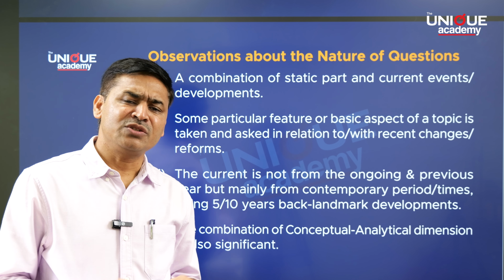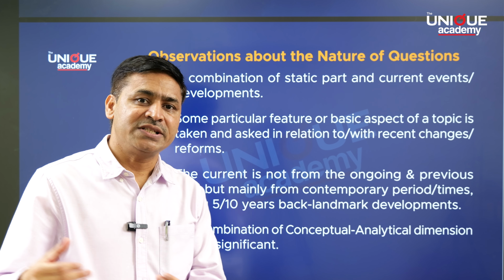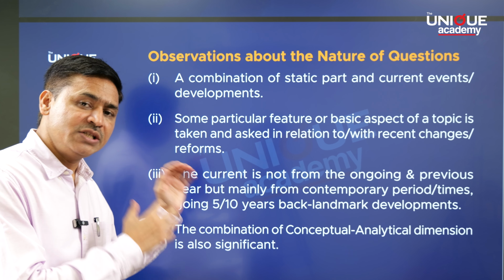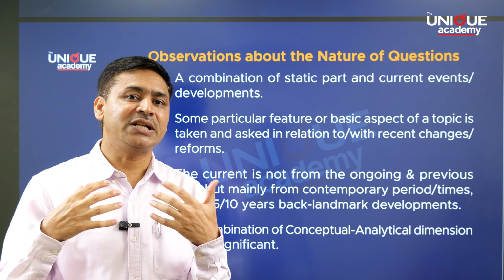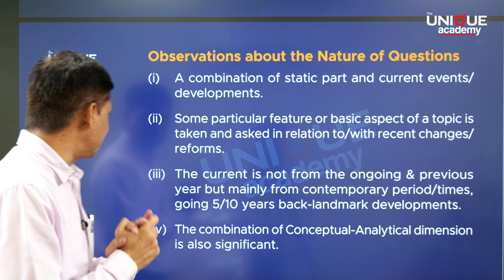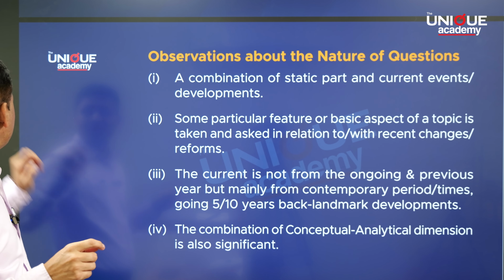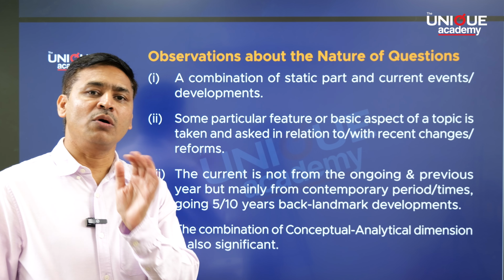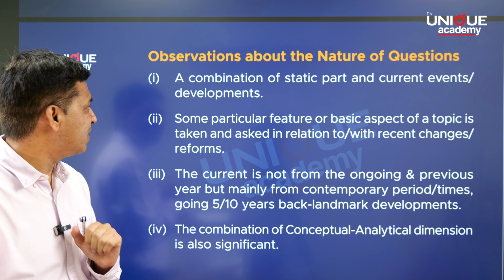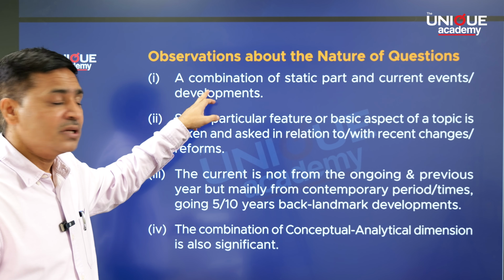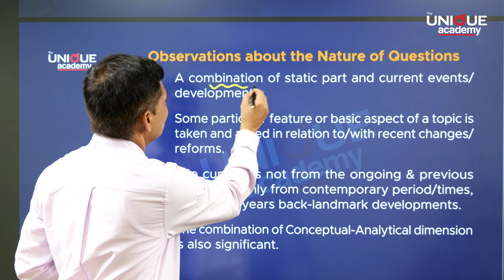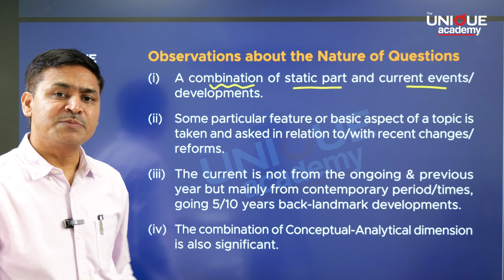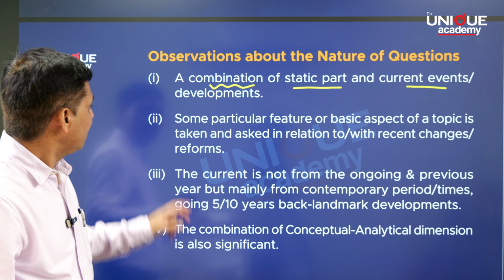There are 10 observations. We'll just refer to them one by one as a passing reference, and we'll get back to these observations once we are done with the discussion of all 16 questions. Look at the first one. I'm sure you must have read GS2, and especially all those 16 questions on Indian polity and governance. You must have observed that there is a combination of the static part and the current, contemporary events pertaining to the same topic.